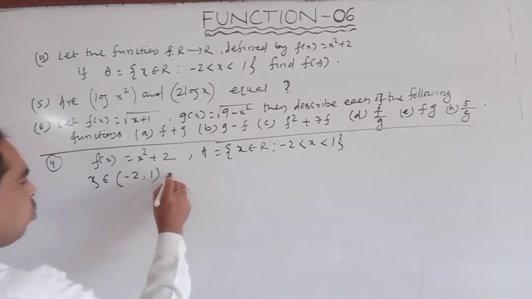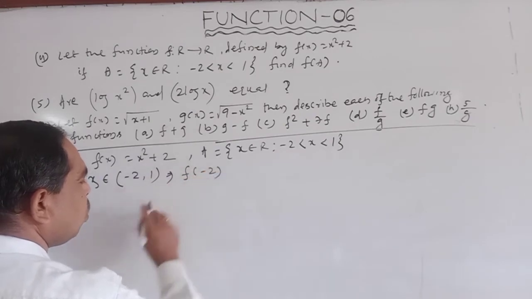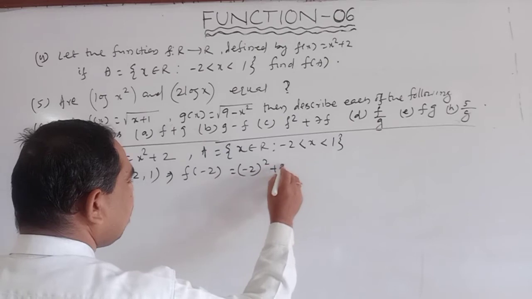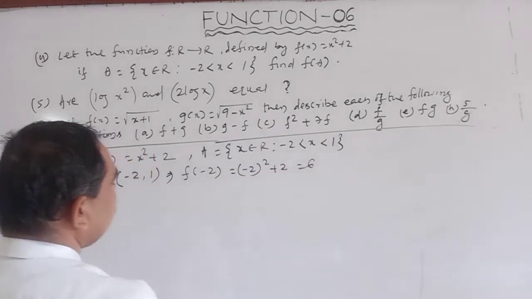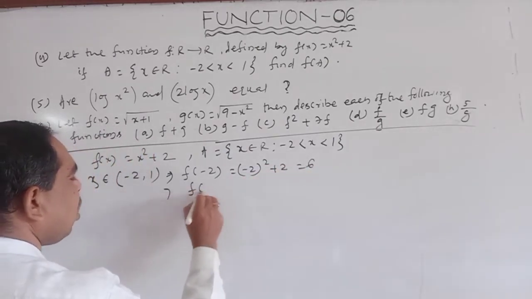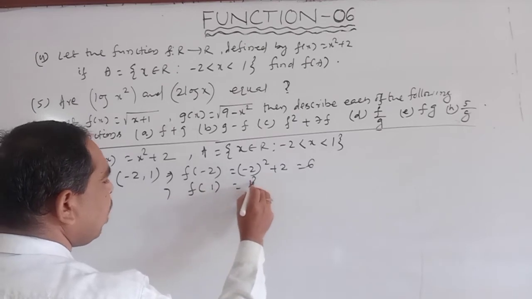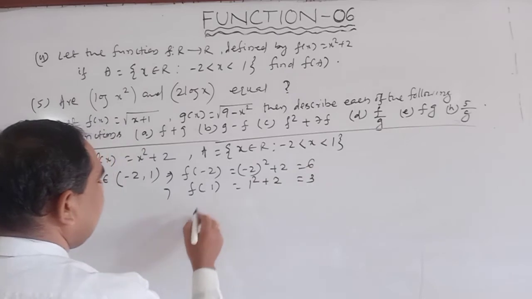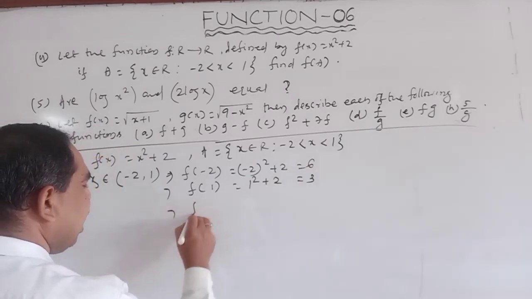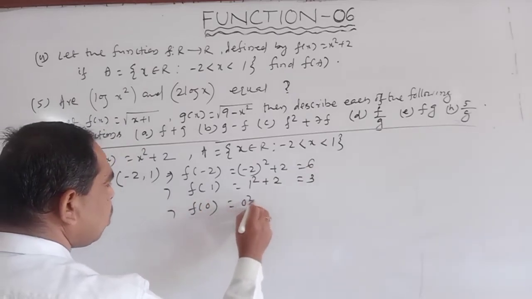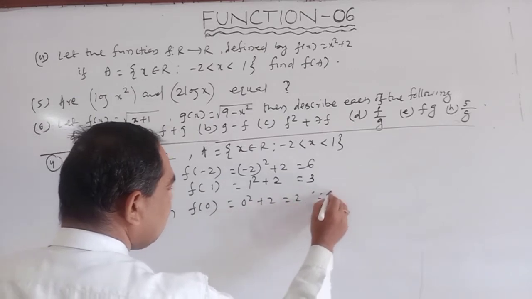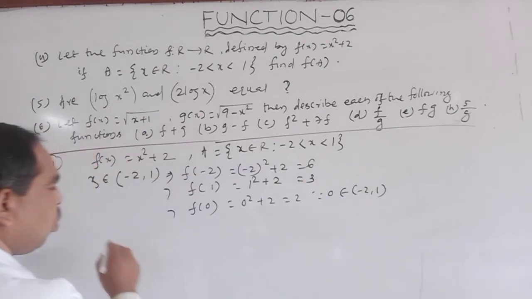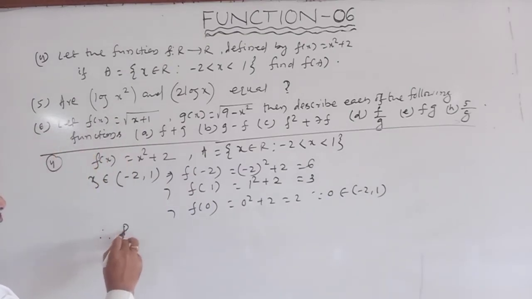Find f of minus 2. f of minus 2 is minus 2 square plus 2, that means 6. Next, f of 1 means 1 square plus 2 is equal to 3. Also f of 0 is equal to 0 square plus 2, since 0 belongs to minus 2 to 1.